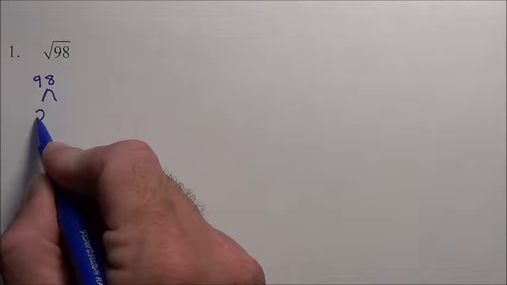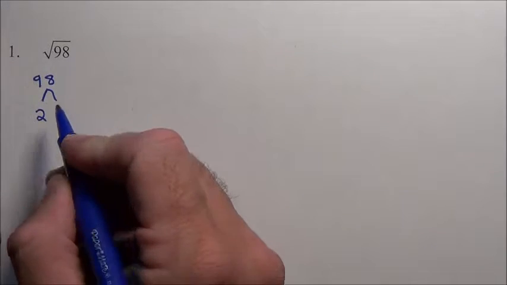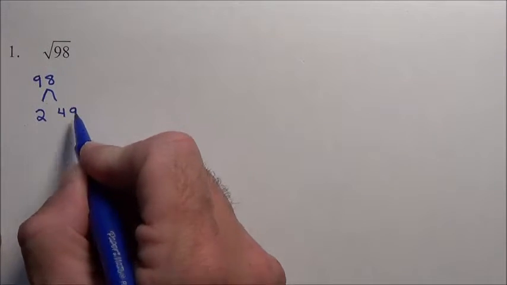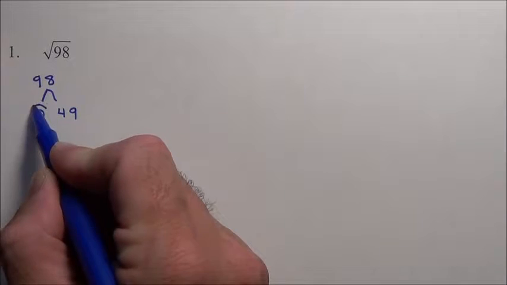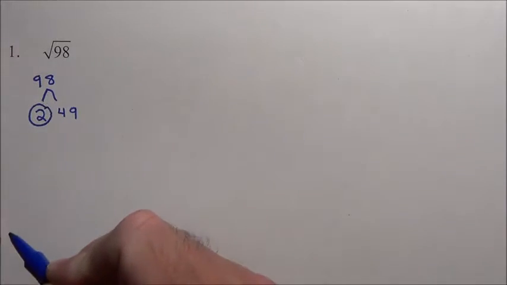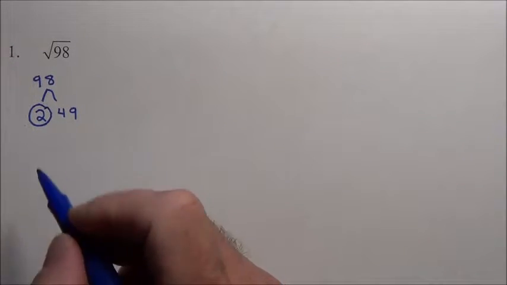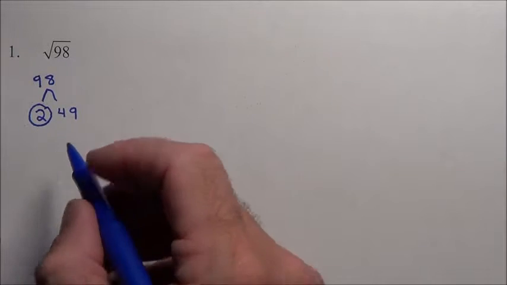Well, I know it's almost 100. 2 times 50 is 100. So I know 2 times 49 is 98. 2 can't go any further. It's prime. The only things that multiply together to give you 2 are 1 times 2, so it's a prime number. It only has 2 factors.